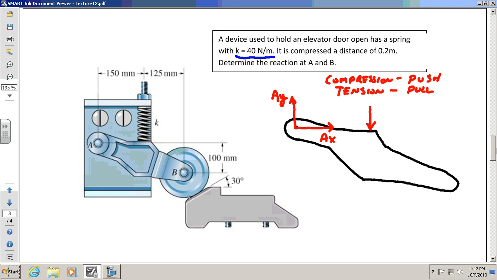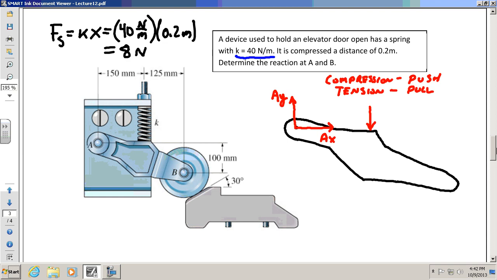And how much is that force? Well, remember, the force of a spring is simply equal to kx, where k is the spring constant, which in this case is 40 newtons per meter, and x is how much it's either compressed or stretched. In this case, it's compressed a distance of 0.2 meters. So this is pretty easy. 40 times 0.2 meters is equal to 8 newtons. So this spring is pushing on that bracket with 8 newtons.